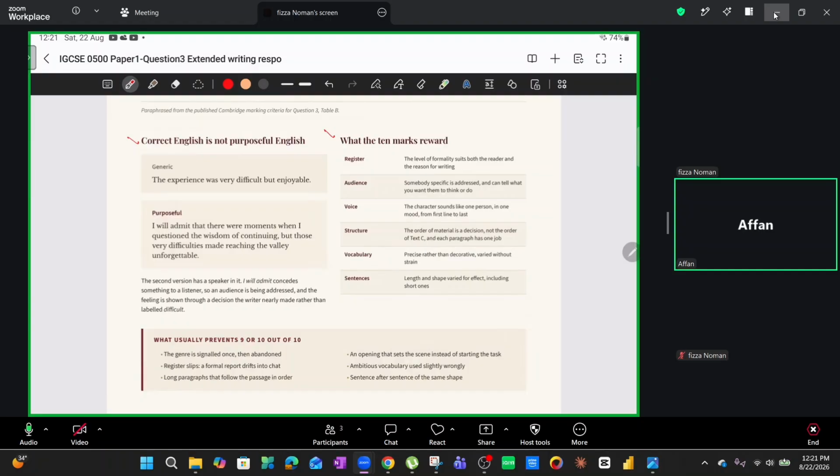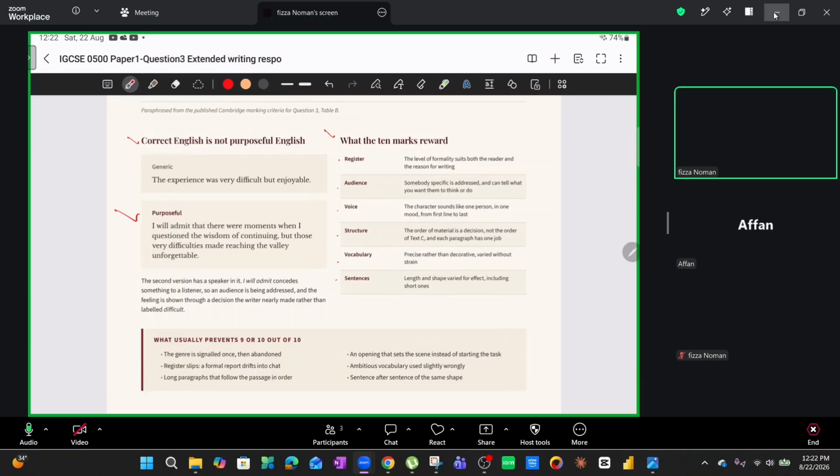Whereas when we wrote the next few lines, this is more specific in nature. I will admit that there were moments when I questioned the wisdom of continuing, but those very difficulties made reaching the valley unforgettable. Right? So let's take a look at this: register, audience, voice, structure, vocabulary, sentences. Register: the level of formality suits both the reader and the reason for writing. I just told you that, right? Audience: somebody specific is addressed and can tell what you want them to think or do.